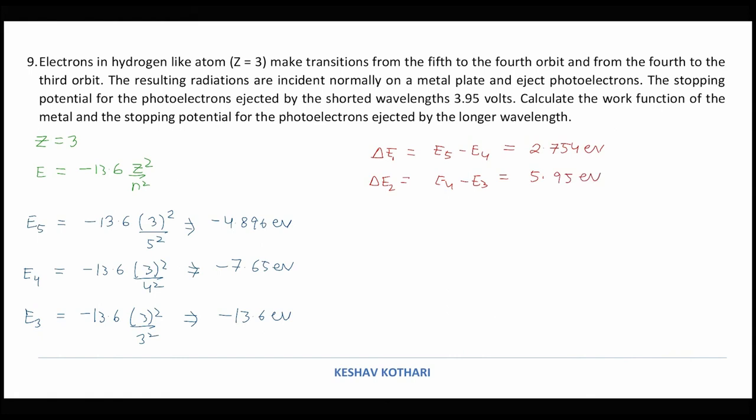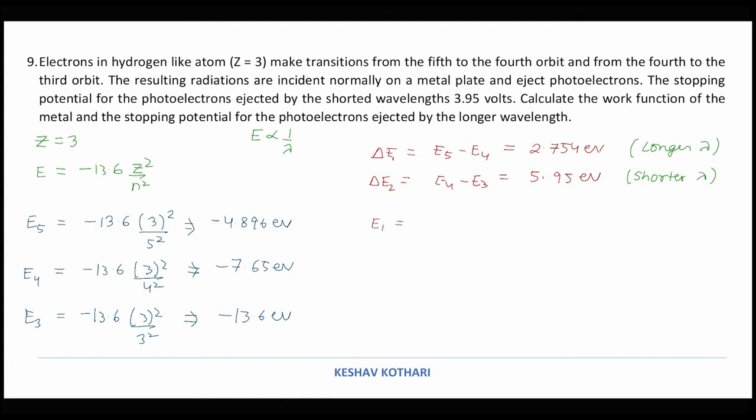Now considering these two values, since energy is inversely proportional to wavelength, the larger energy corresponds to the shorter wavelength, and the smaller value corresponds to the longer wavelength. So now the question is saying that the stopping potential for the photoelectrons ejected by the shorter wavelength was 3.95 volt.